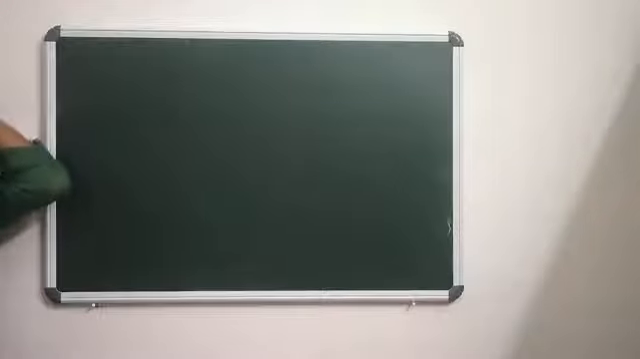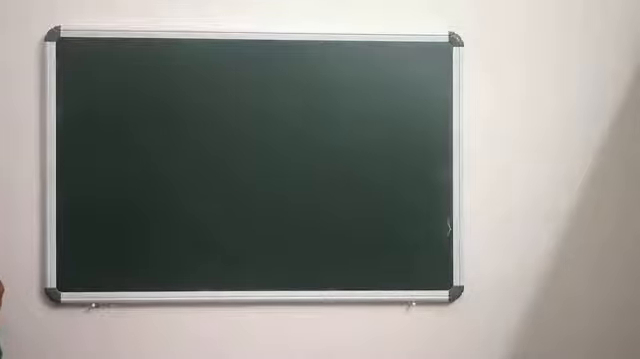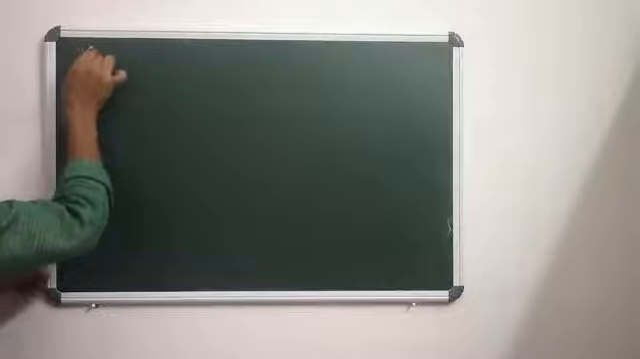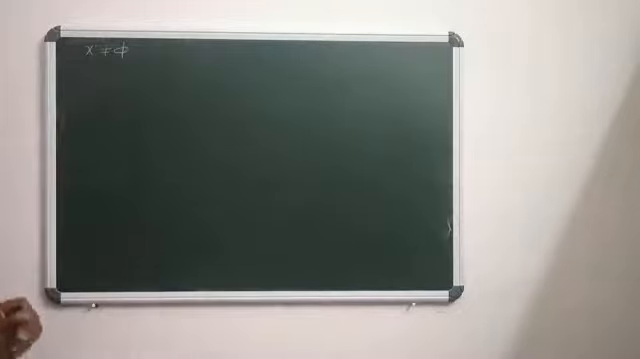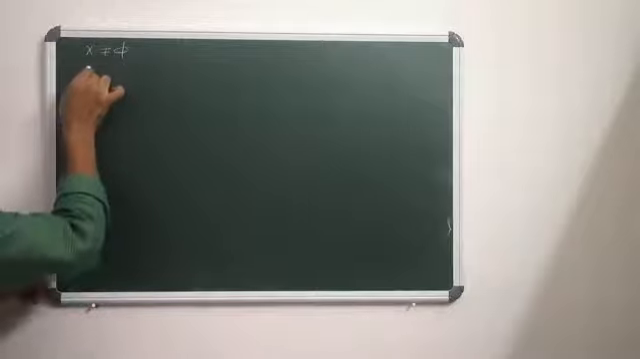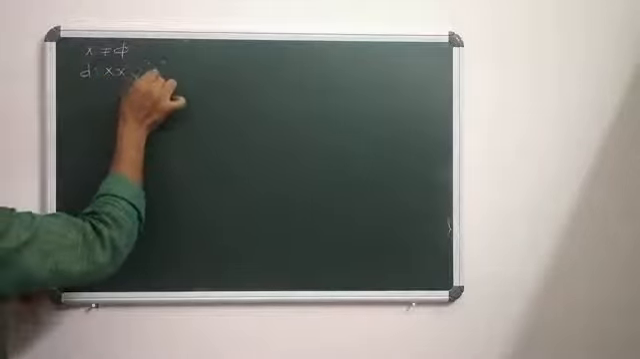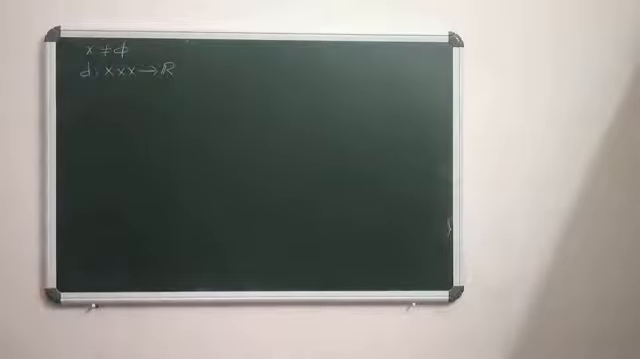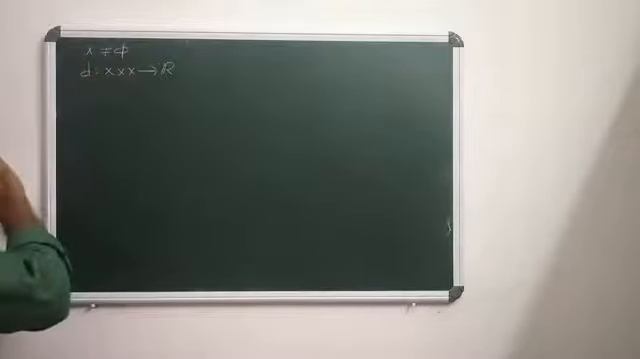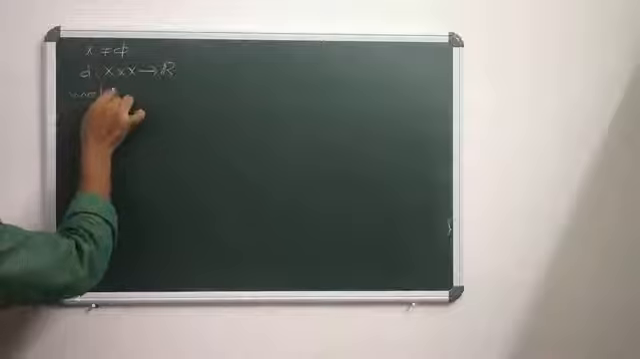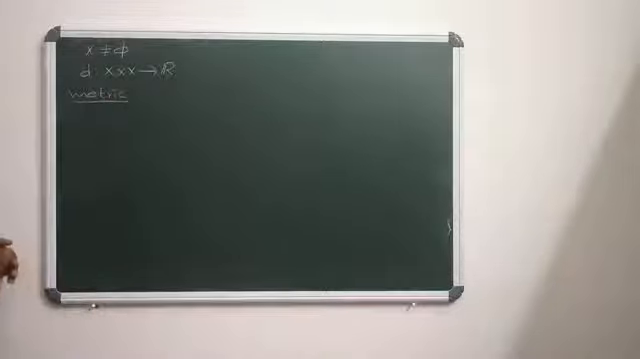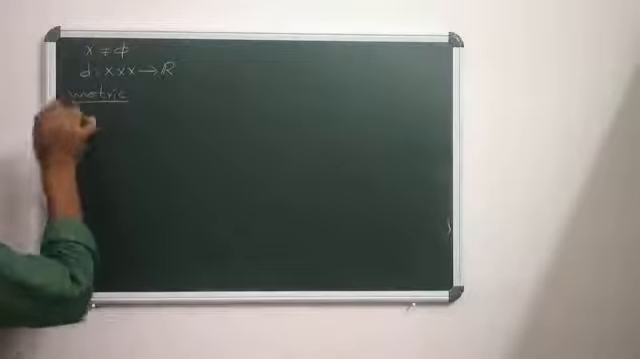So in this class, let us discuss our third module, which is about sets, metrics, open spheres and so on. First, consider a non-empty set X, and we define a function d from X cross X to R, where X is a subset of R. Then this d is said to be a metric on R if d satisfies some properties.